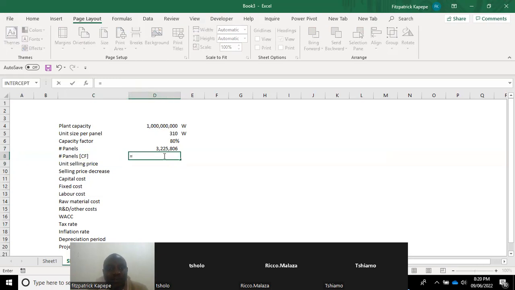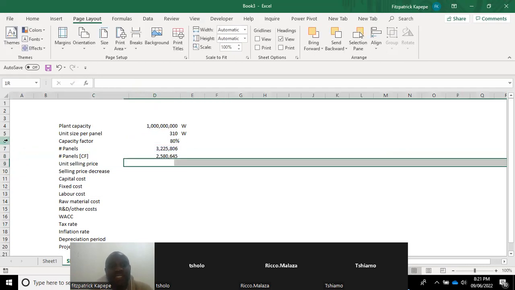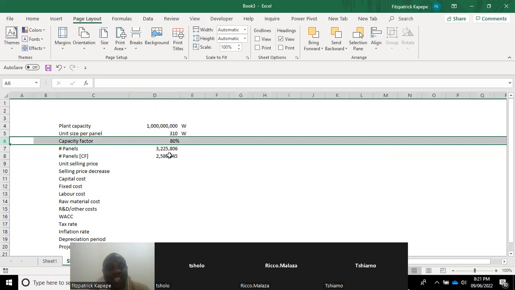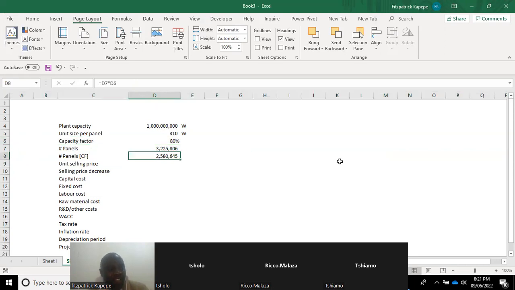Which then you have this number of panels times 80%, because your revenues will be generated from your capacity factor, which then gives us the number of panels, factoring in capacity factor, of 2.5 million. Is it making sense, guys? Yes, sir.